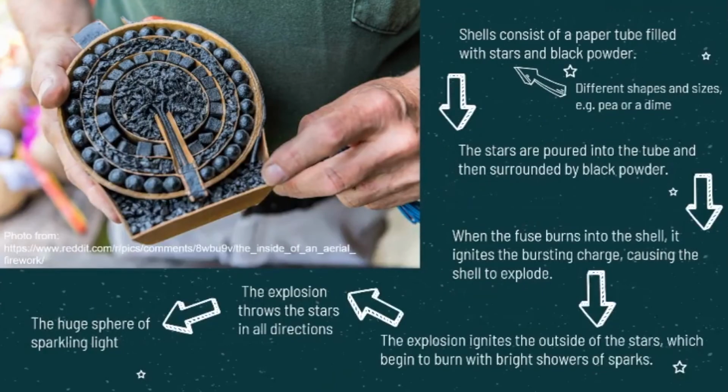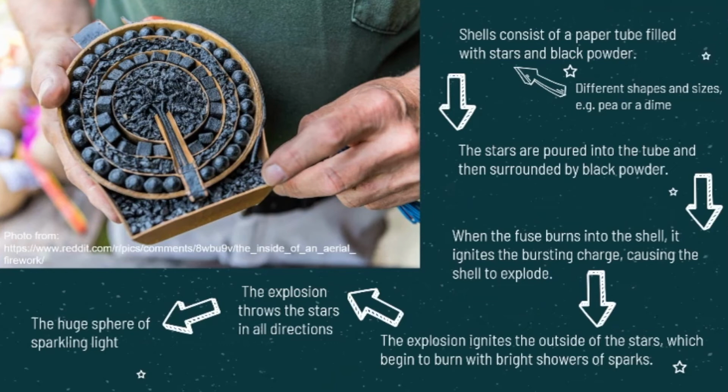Simple shells consist of a paper tube filled with stars and black powder. Stars come in all shapes and sizes, for example, the size of a pea or a dime. Next, the stars are poured into the tube and then surrounded by black powder. When the fuse burns into the shell, it ignites the bursting charge, causing the shell to explode.